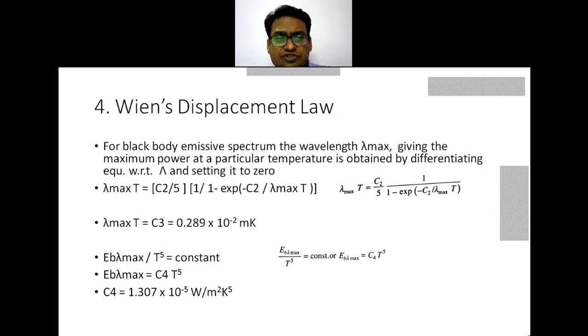So lambda max T is equal to C2 upon 5 into 1 minus e raised to minus C2 upon lambda max into T. By simplification you will get lambda max T equal to C3, which is nothing but 0.289 into 10 to the power minus 2 meter Kelvin. Similarly, E_B lambda max upon T raised to 5 will become equal to a constant, and so E_B lambda max is equal to C4 into T raised to 5, where C4 is the constant having this value.